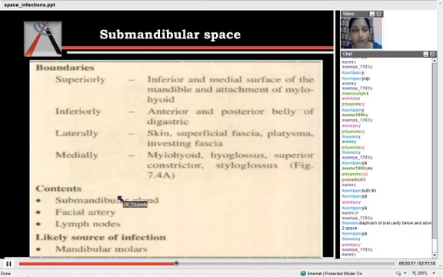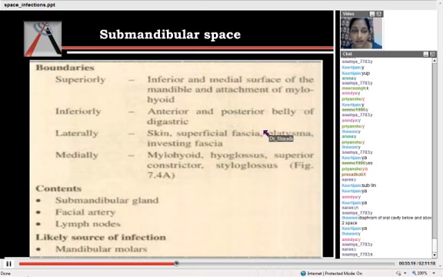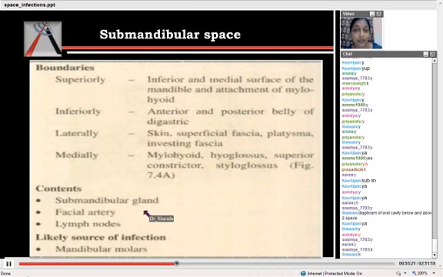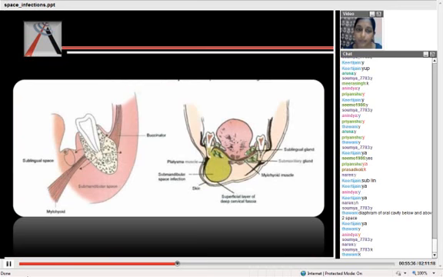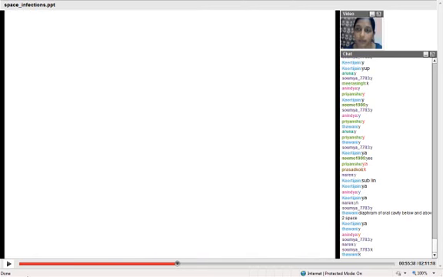Then you have your contents. Okay, it's going to be the submandibular gland, obviously, facial artery, and some lymph nodes. So the main thing you're going to know is the submandibular gland. Okay, so the next topic, we are done with this.